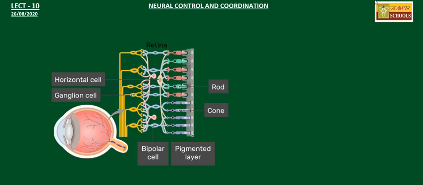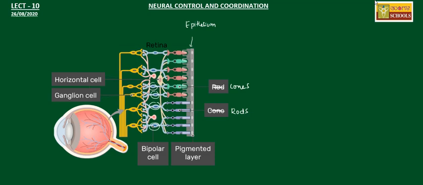You can see here, this is the pigmented layer, the pigmented epithelium. Below that you will find the rods. Okay, it's a mistake here, so it's not a rod. Here, these are rods, and these are cones. Below that you see the bipolar cell layer, so these are all the bipolar cells.